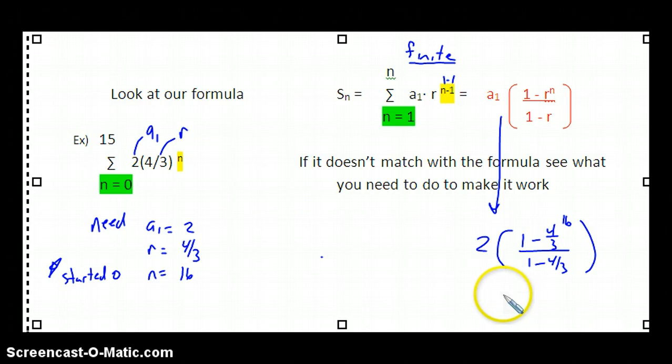Okay, so if you pause the video, and tried it on your own, you should have gotten 592.65 as the sum of these terms.